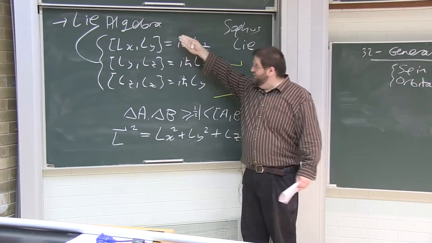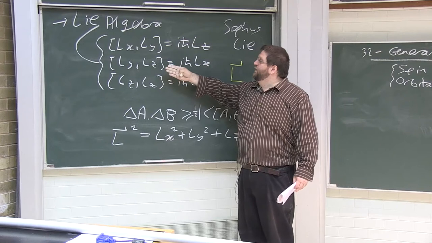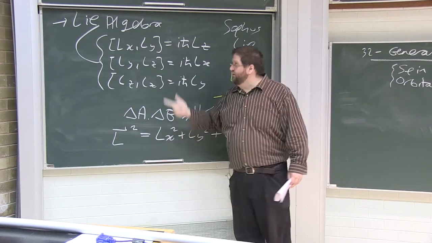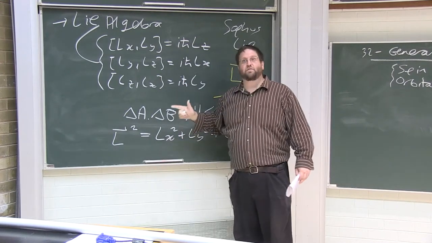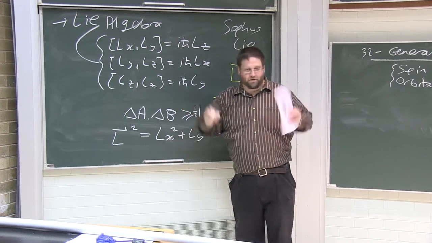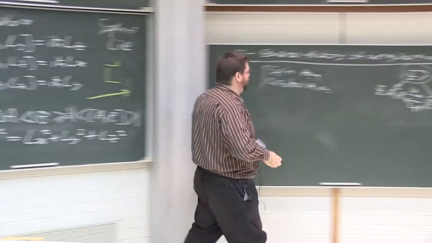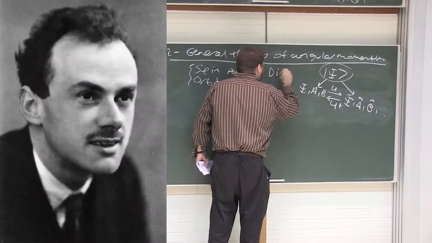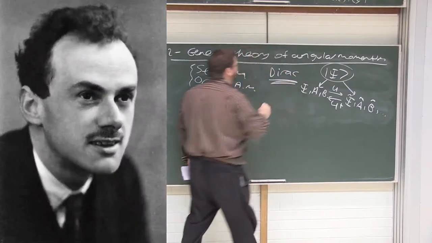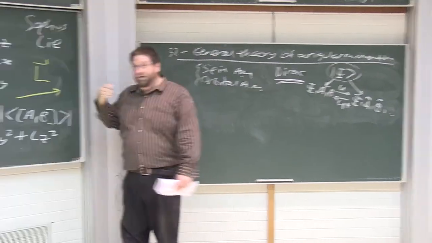So let's take the fact that we have this Lie algebra, let's take the fact that these operators are Hermitian and use nothing else, that's all you've got, to do some calculations. That's going to set up the general theory of angular momentum. This, by the way, everything in this section and the next is due to Dirac. And we're going to learn some remarkable things.